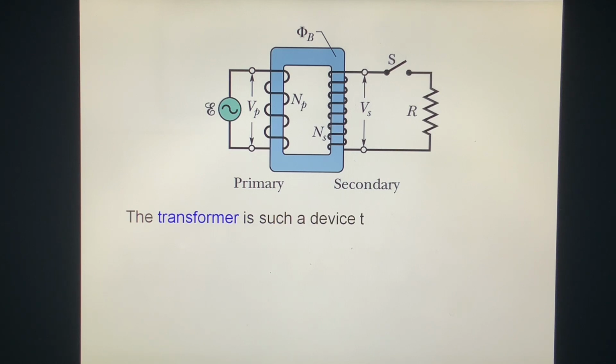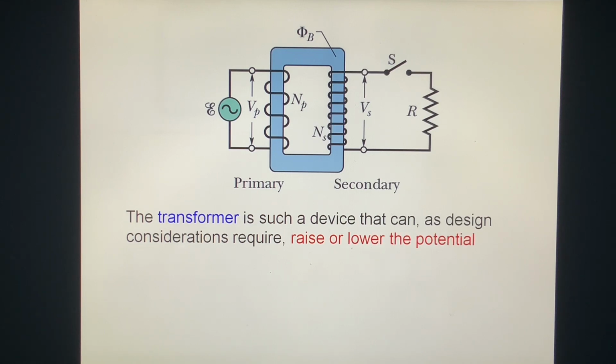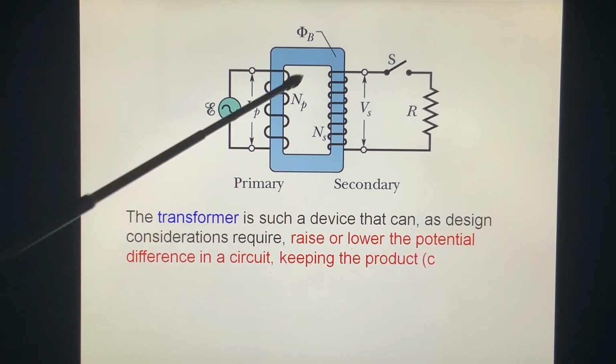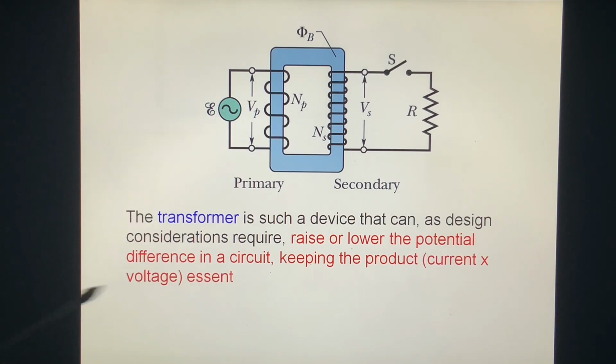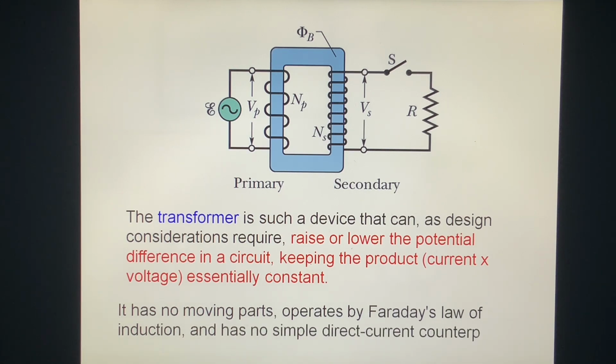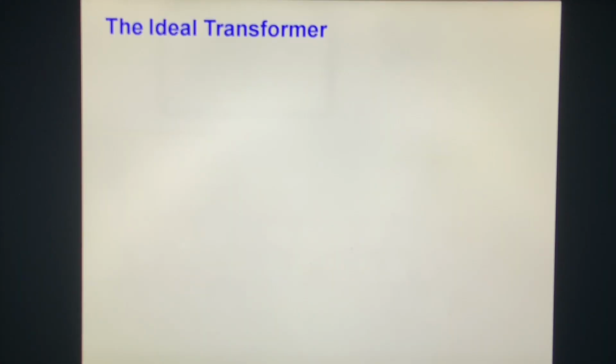This transformer is a device that can, as design considerations require, raise or lower the potential difference in a circuit, keeping the product current times voltage essentially constant. It has no moving parts, operates by Faraday's law of induction, and has no simple direct current counterpart. The ideal transformer.